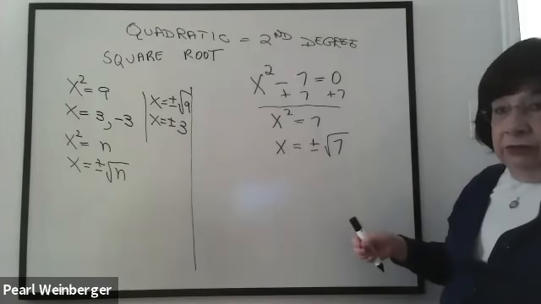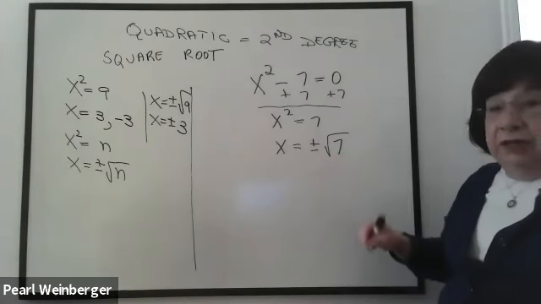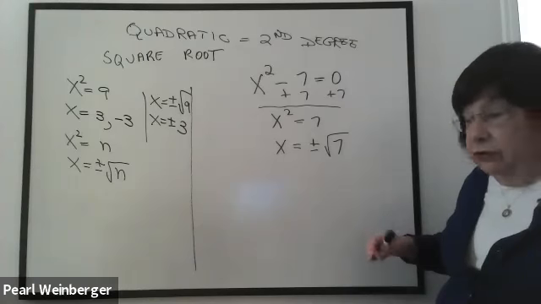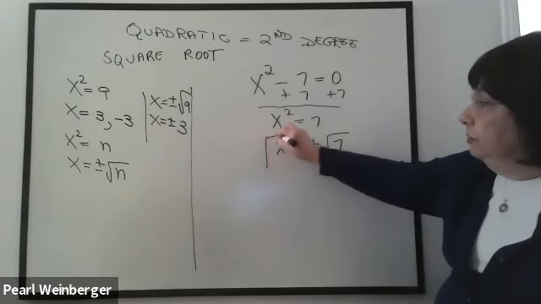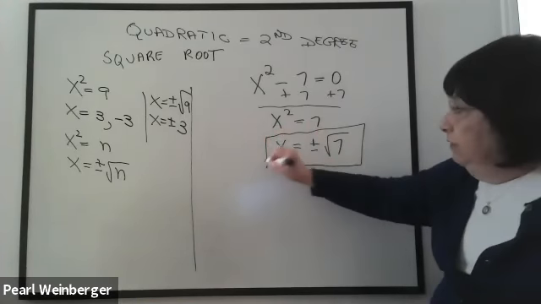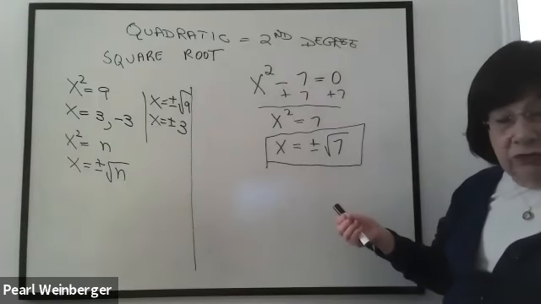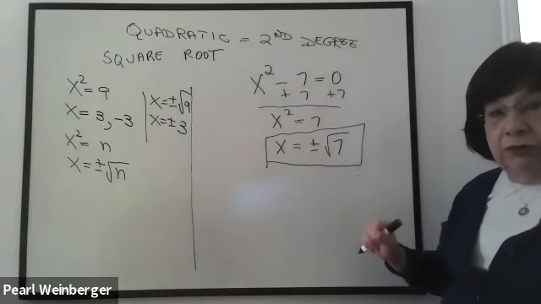Actually, my answer turns out to be an irrational number. Square root of 7 is not rational. It's not a number that is a perfect square, 7. But we do have an answer to this question. So here's a case where we had something that was not factorable, and we still were able to solve it using the square root method.